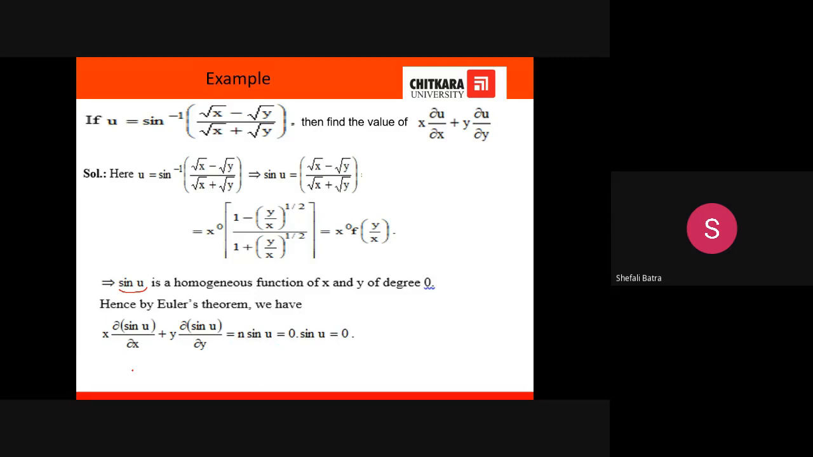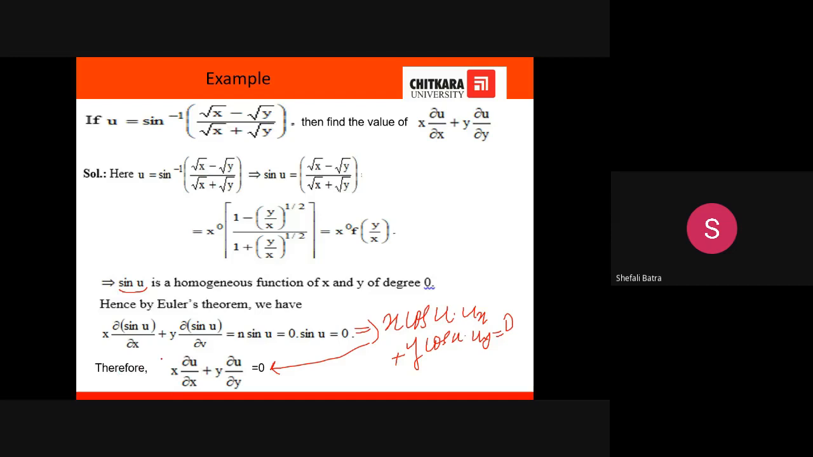When you simplify it, the derivative of sine is cos. You will write it like that: x cos u into ux plus y cos u into uy is equal to 0. And then 0 by cos u would be 0. After that, you will write x into ux plus y into uy is equal to 0. Is it clear, beta?